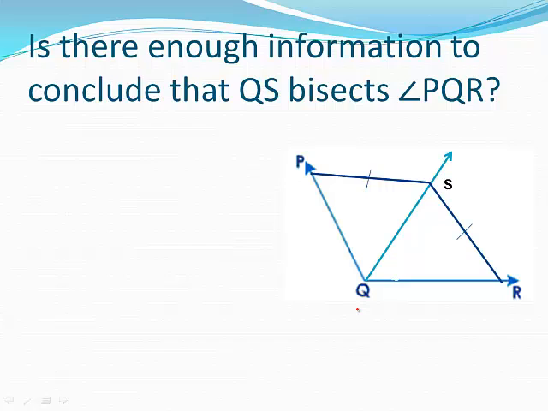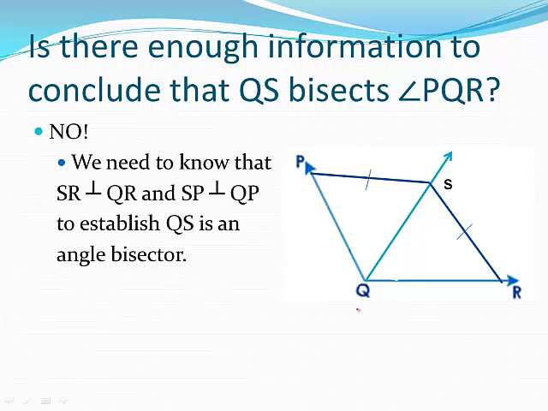Okay, I give you a figure labeled as such. We have PS is congruent to SR, and that's all we know. We know QS is a ray that goes through both those two. But we're asked, is there enough information to conclude that QS bisects angle PQR? Well, since we know that PS is congruent to SR, that means that the lengths are equal. But it does not say that the distances to the side of the angle are the same. So actually, we can't show that this is congruent.